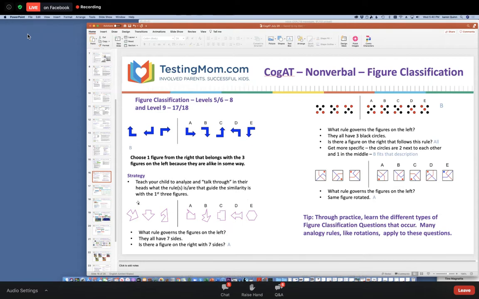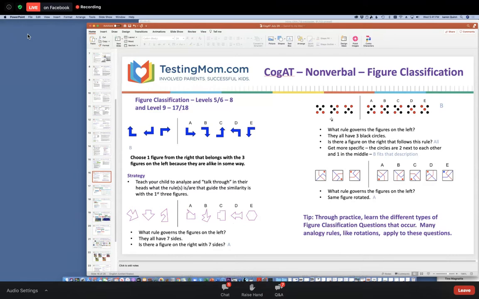This is another one. If you see a question that looks like something like this, and then you see answers that look something like this, you're going to almost know that this is a how many sides does the figure have question. And so what you want to do immediately when you see something like this is count the sides. And these are all 7-sided figures. So we're just looking for one that has 7 sides here. And A actually has 7 sides.